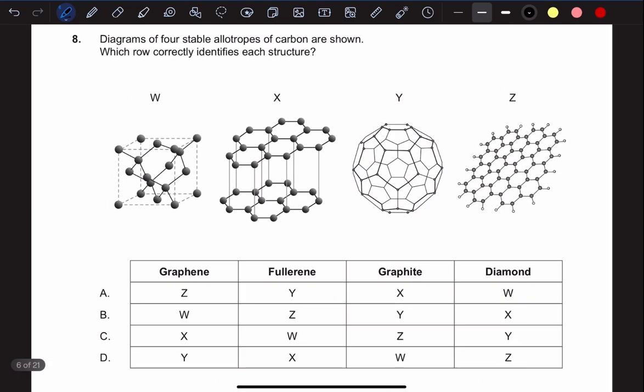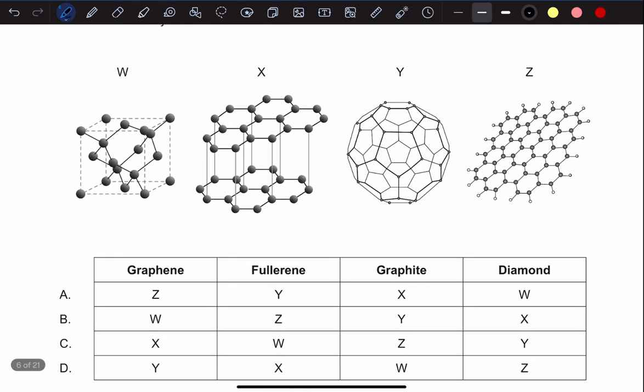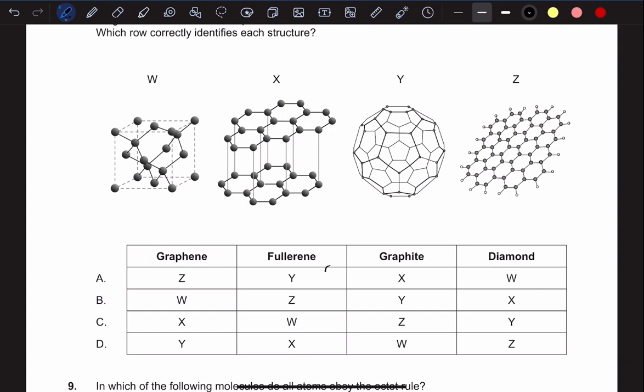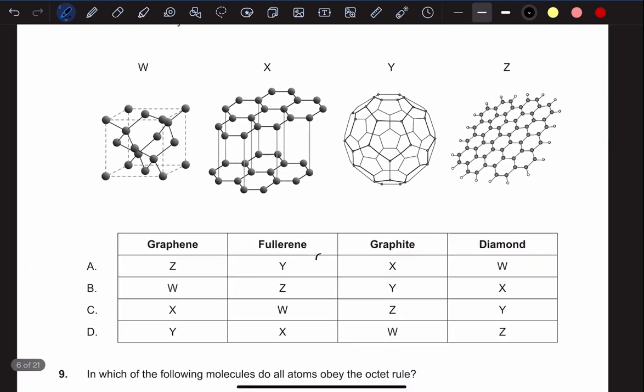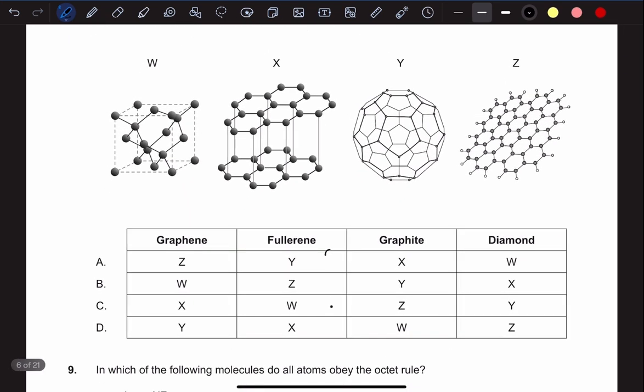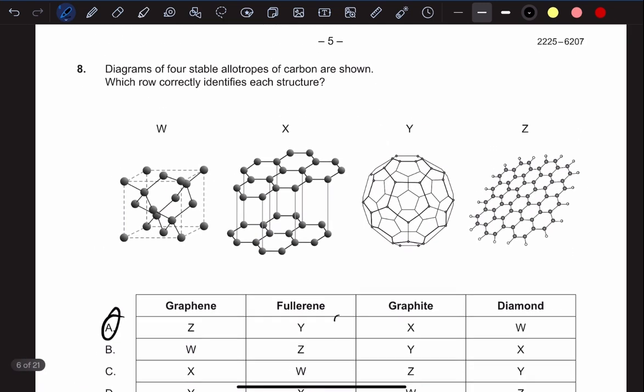Question number 8. Diagrams of 4 stable allotropes of carbon are shown. Which row correctly identifies each structure? Okay. Without even looking at the rest, just get fullerene out of the way. It has such a unique structure, the buckyball. So let's match up fullerene with Y. Oh, they just gave it to us. I mean, none of the rest have fullerene at Y. Interesting. So yeah, we know it's going to be A.